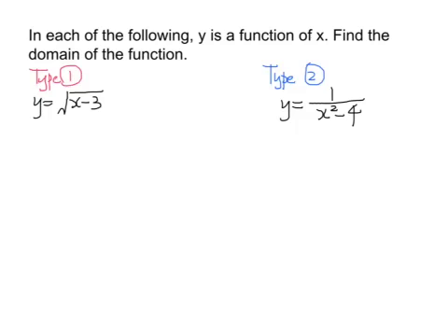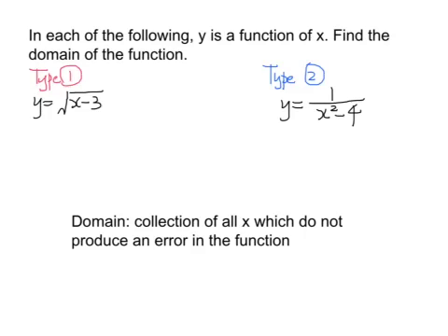Okay, domain is, in layman's terms, a collection of all the x's. All the x's. These are the inputs, the inputs into x which do not produce an error in a function. That means we have to give out all the x that, after computing the whole thing, your output will not be an error.